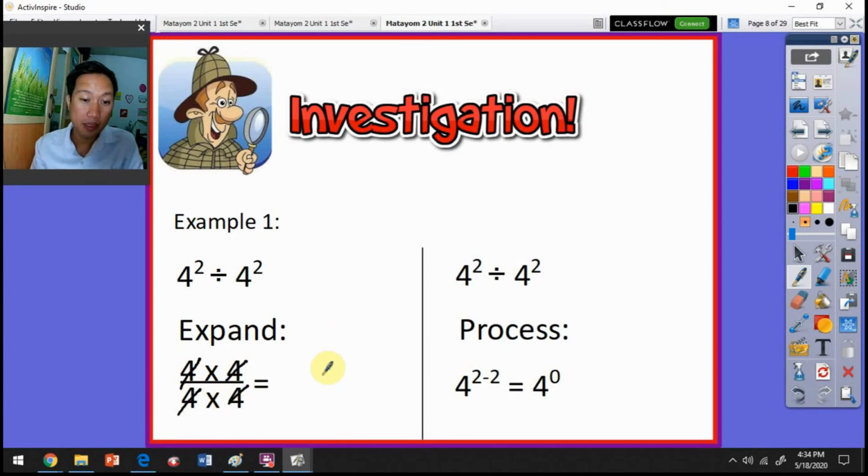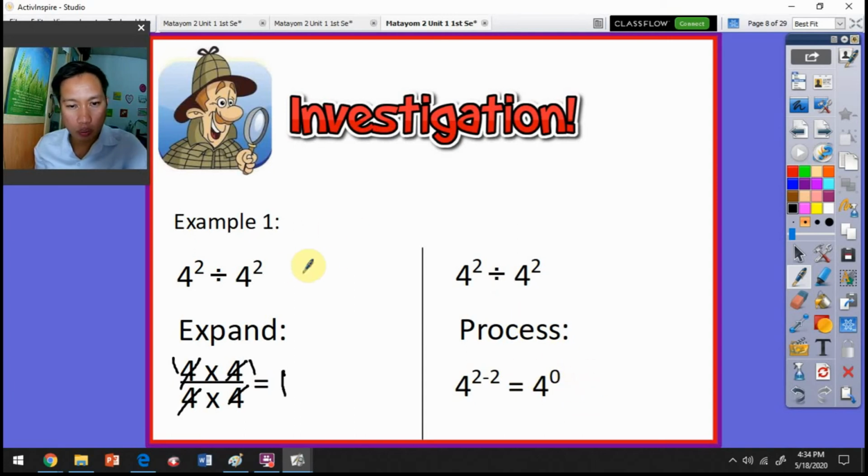What happens? 4 and 4 is 1. 4 and 4 is also 1. So it means this is equal to 1 when we expand it. Now, when we process this using the subtraction rule, when we divide exponential expressions with the same base, we subtract the exponents. 2 minus 2 is equal to 0.